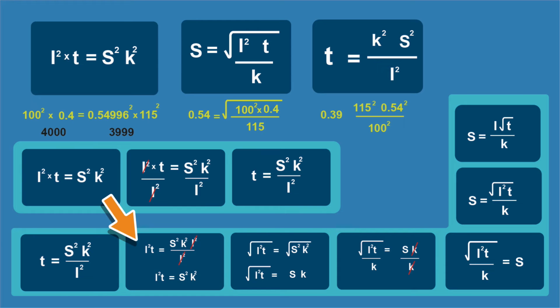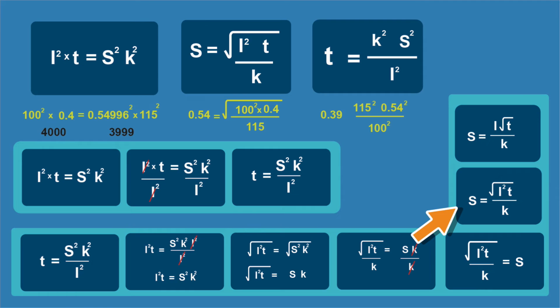Let's get rid of the squares. We'll square root both sides, and we'll end up with the square root of I squared T equals SK. And we're still looking to get S by itself, so we need to get rid of the K on the right hand side. The K is multiplying, so we divide both sides by K, and we end up with the formula the square root of I squared T over K equals S. And we can rearrange that to the familiar S equals the square root of I squared T over K.